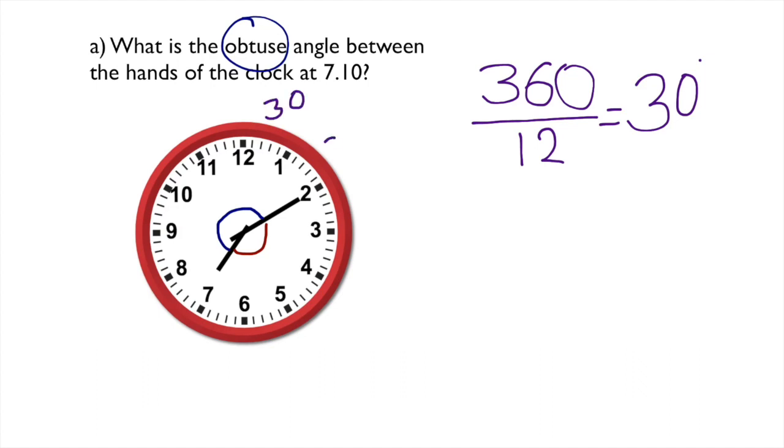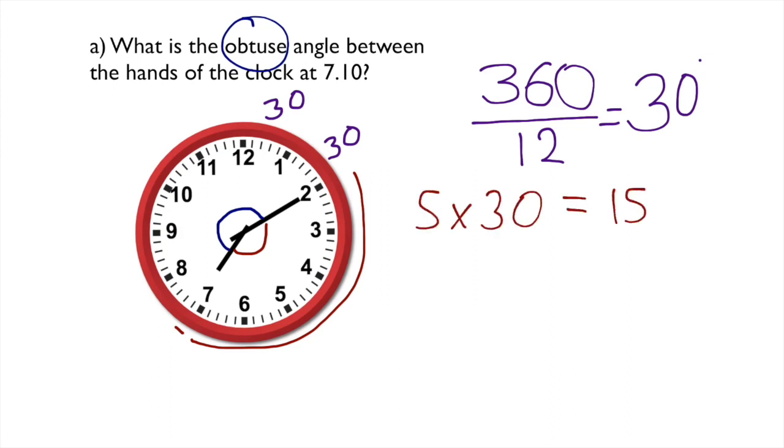I'm going to use that to work out the angle from the 2 to the 3, the 3 to the 4, 4 to 5, 5 to 6, and 6 to 7, knowing that there's 30 degrees in between all of those. And then the last part is just to work out that little fraction of the hour hand that's moved beyond the 7. Between 2 and 7, that's 5 times 30, 150 degrees. And then the trickier part is just that little segment beyond the 7.